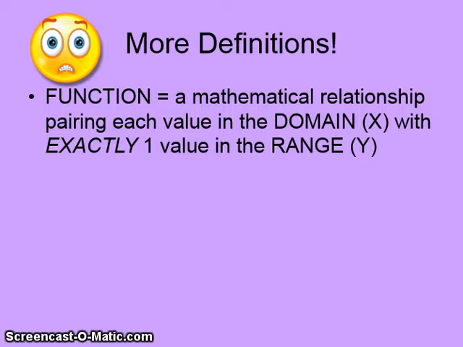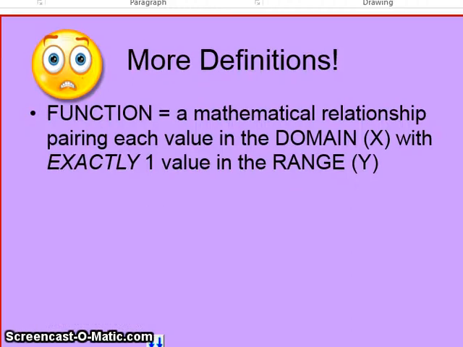Here's another definition. A function is a special type of relation. It's a mathematical relationship, or relation, pairing each value in the domain with exactly one value in the range. Now that means that each x value corresponds to only one y value.